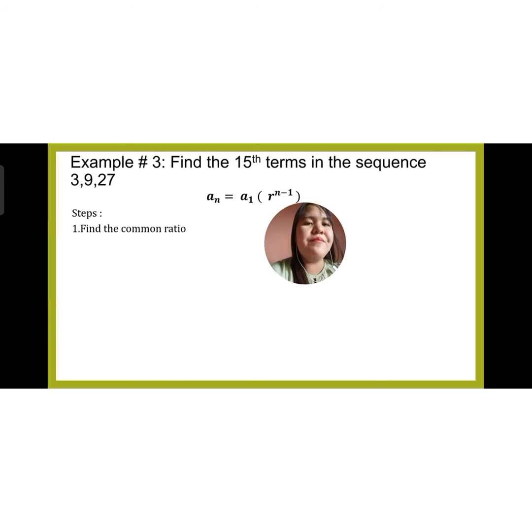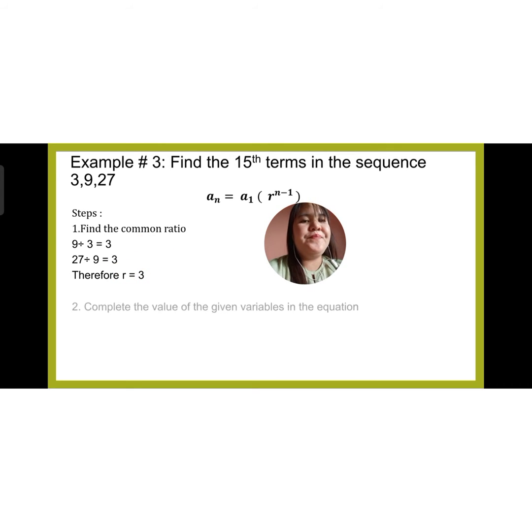Okay, so for the first step, we have to find the common ratio. So, gamitin ulit natin yung step na ginamit natin kanina. I-divide natin si second term kay first term, si third term kay second term. Okay. So, we have 9 divided by 3 equals 3. 27 divided by 9 is 3. So, therefore, ang value ng ating common ratio ay 3.